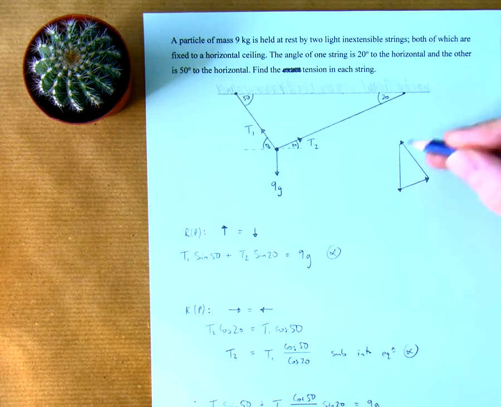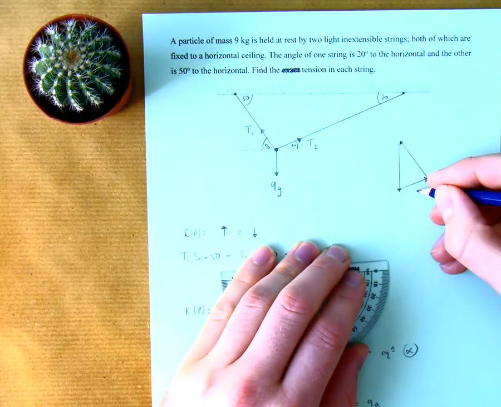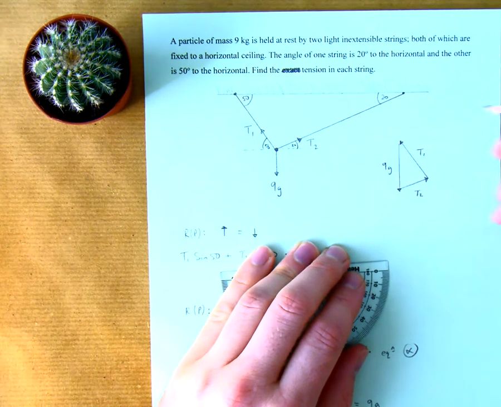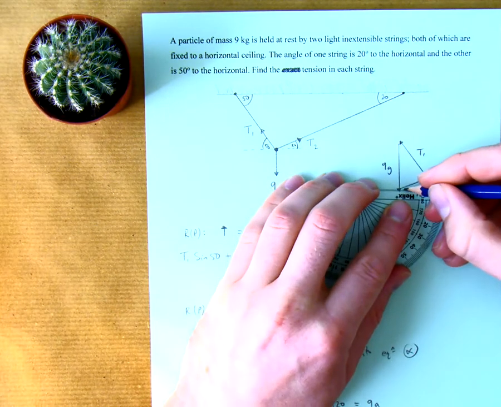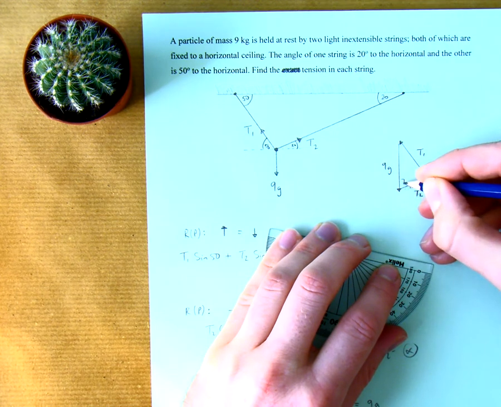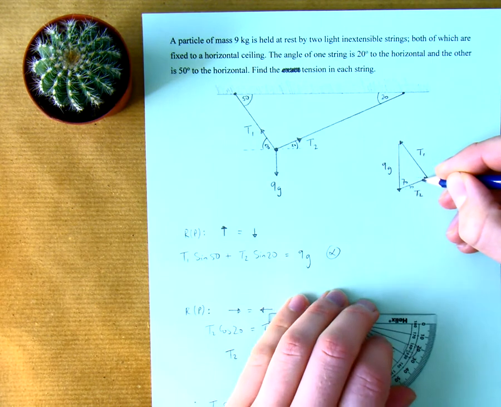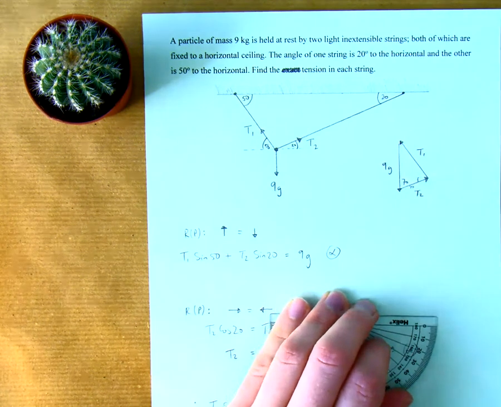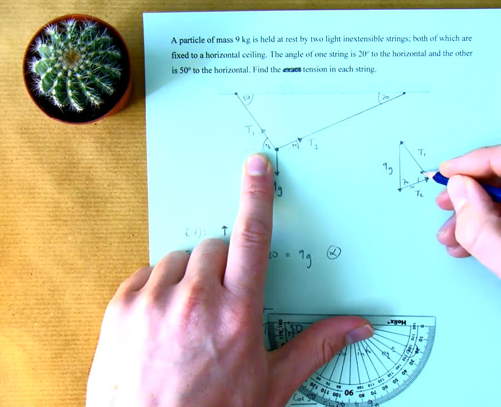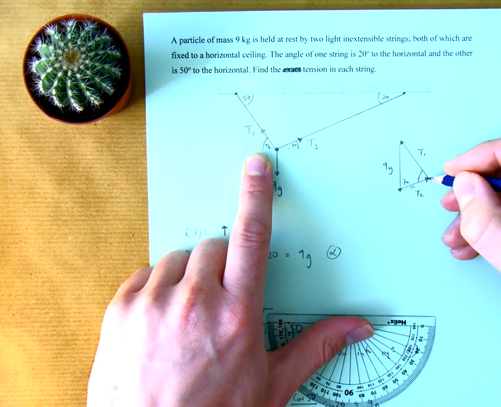Okay, so I'm going to use a vector triangle. Let's label this as T2, this one's T1 and this one's 9g. T2 is 20 degrees above the horizontal, so that's 20 in there, so this is going to be 70. And we also know that that's 20 there. This bottom bit is 20, but T1 is 50 degrees above the horizontal, so that's 20 and 50, which is 70.